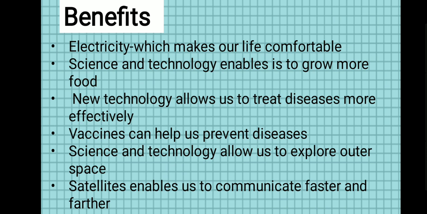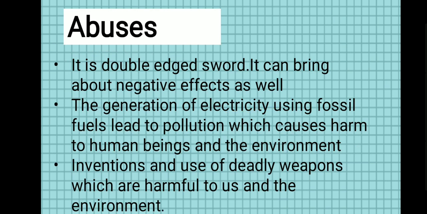And then satellites enable us to communicate faster and farther. Faster means you are communicating within seconds with people that are sitting very far away from you. Then after that, abuses means disadvantages, wrong uses, misuses. It is a double-edged sword, meaning if you are killing someone with one side of the sword, from the other side you are killing yourself as well. If science and technology have advantages from one side, they have disadvantages from the other side as well. So it is a double-edged sword. It can bring about negative effects as well.